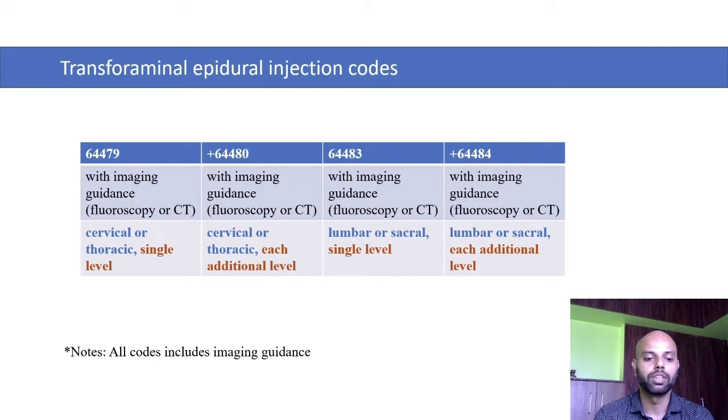64479 is for cervical or thoracic, single level. 64480 is an add-on code for the cervical or thoracic region for each additional level. 64483 is for the lumbar or sacral region, single level. 64484 is an add-on code for 64483 for the lumbar or sacral region for each additional level. All these codes include imaging guidance like fluoroscopy or CT.